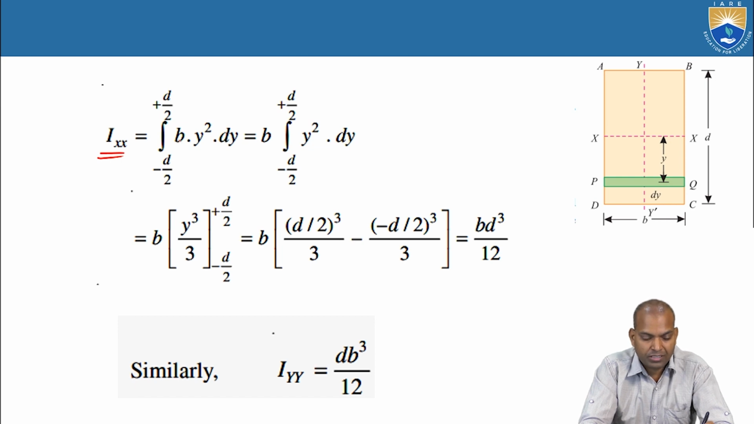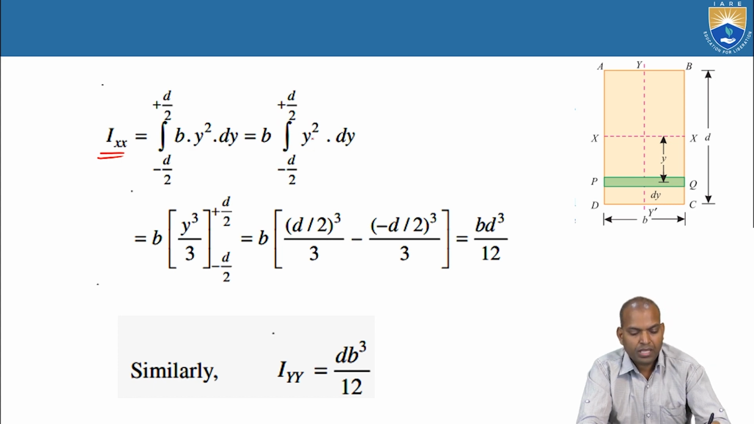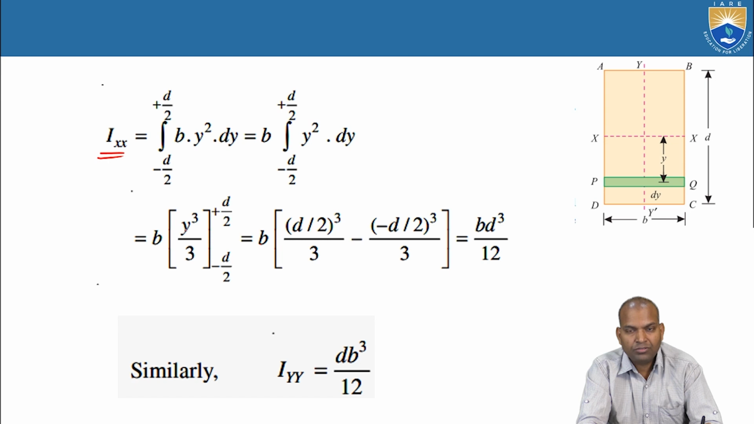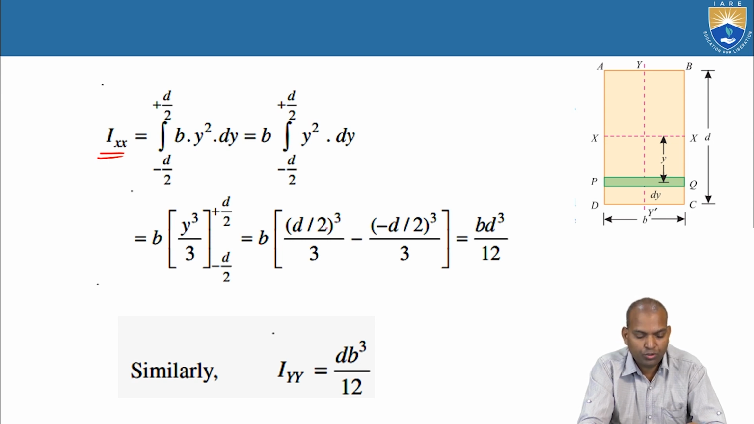b is the constant width. What is the variable here? y square. So b times the integral from minus d by 2 to plus d by 2 of y square dy. What is the integration of y square dy? That is y cube by 3, from minus d by 2 to plus d by 2. So b, substitute here: d by 2 cube by 3 minus of minus d by 2 cube by 3.